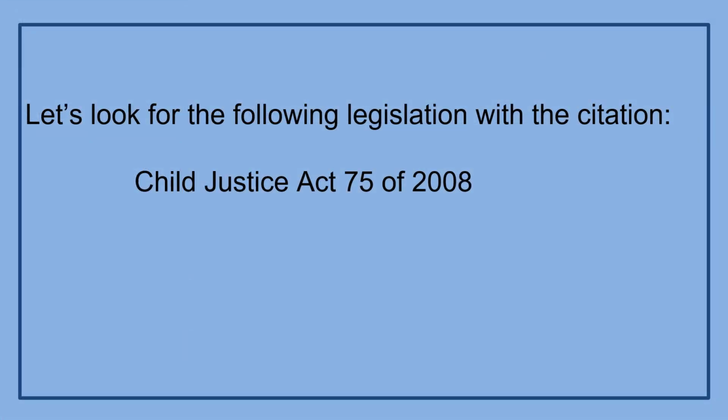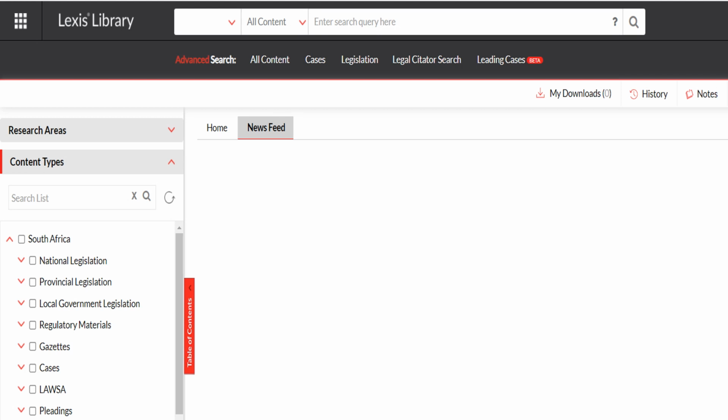Let's look for the following legislation with the citation Child Justice Act 75 of 2008. Child Justice Act refers to the Act name, 2008 refers to the year of the Act, 75 refers to the Act number. We will use the Advanced Search bar and select Legislation.